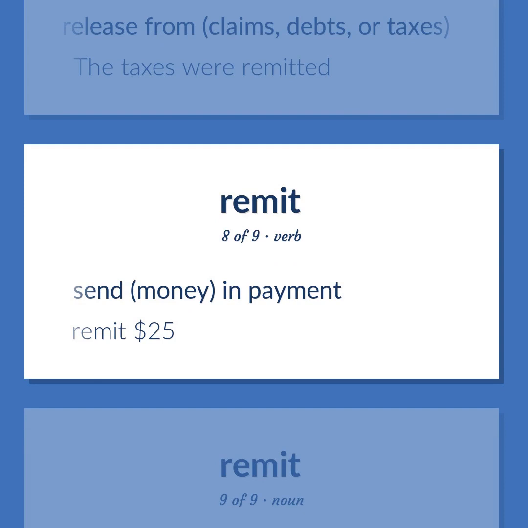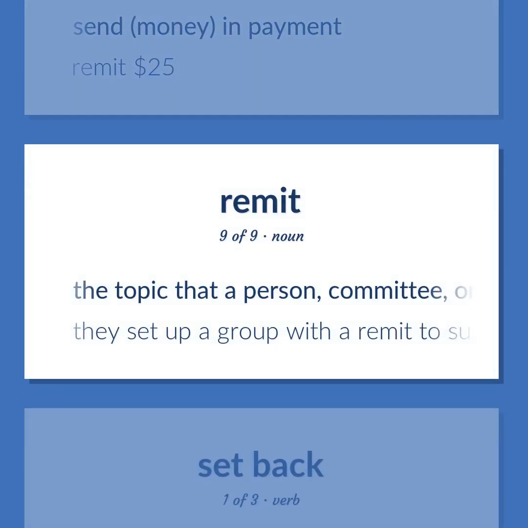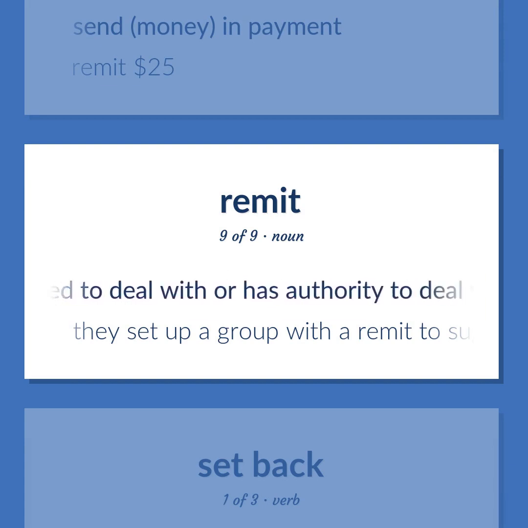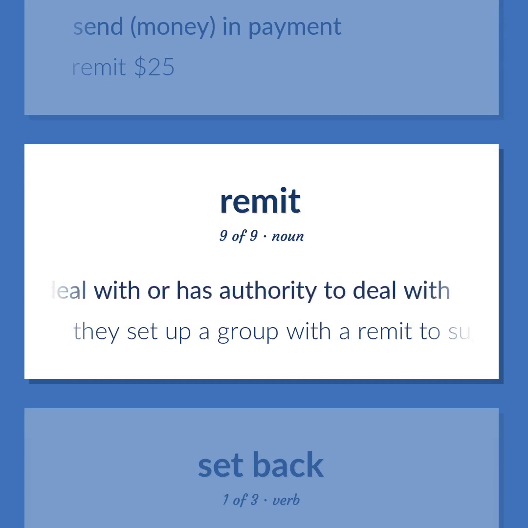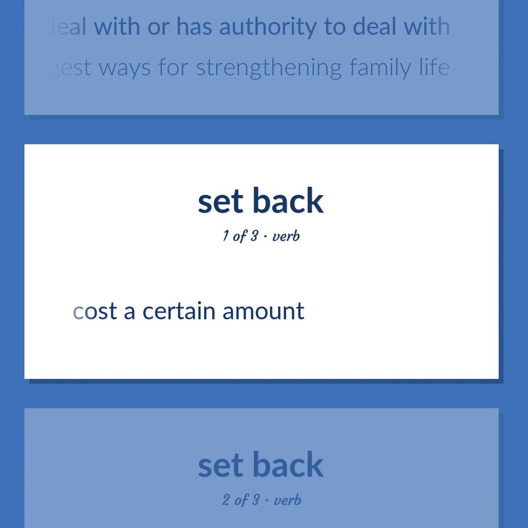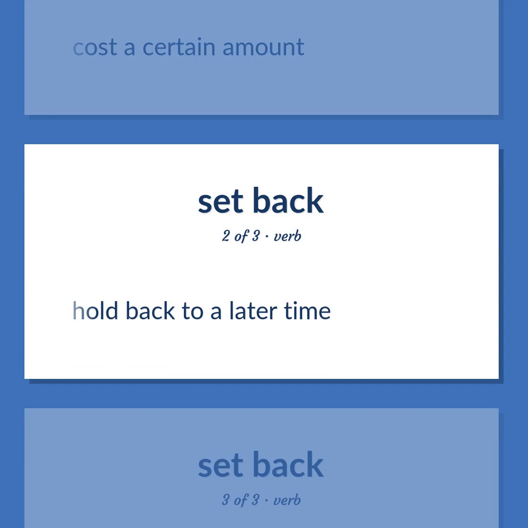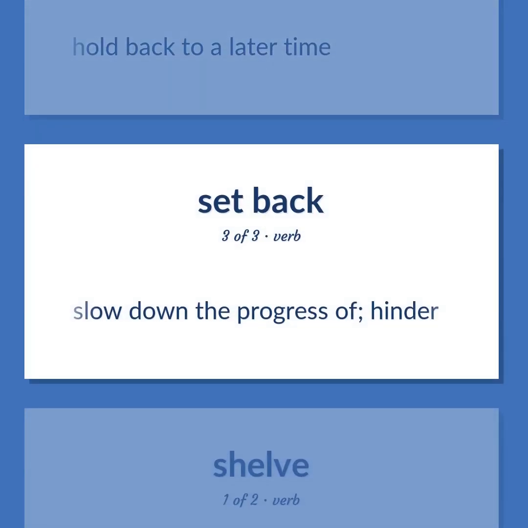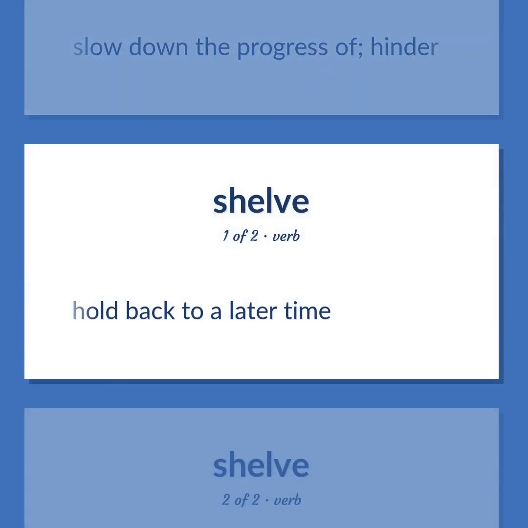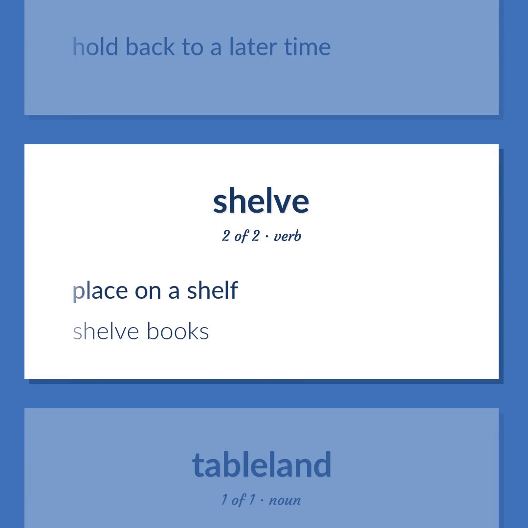Send money in payment. Remit $25. The topic that a person, committee, or piece of research is expected to deal with or has authority to deal with. They set up a group with a remit to suggest ways for strengthening family life. Cost a certain amount. Slow down the progress of, hinder. Place on a shelf. Shelve books.